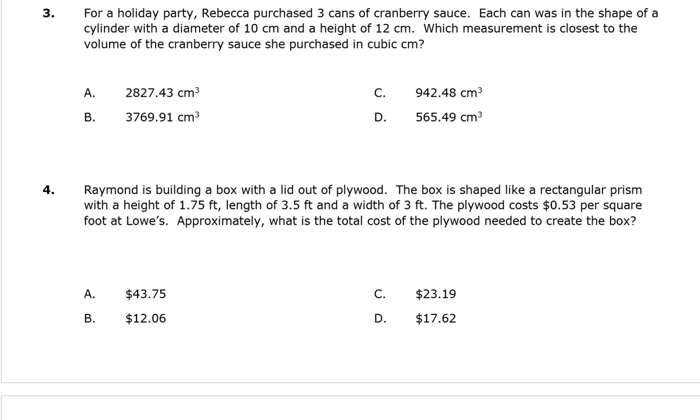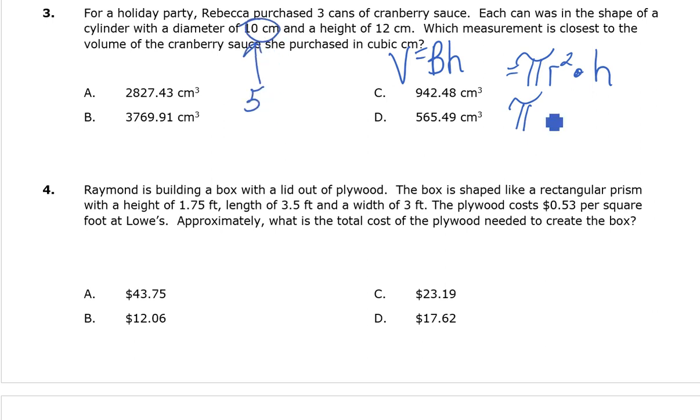Okay, so looking for volume, I know that my volume formula is area of the base times height. And for a cylinder, to find the area of my base, I do pi r squared. And then I'm going to multiply by height. So plugging into my formula, I'll have pi. My radius, my diameter is 10, so it'll be 5. And then I'm going to multiply by my height of 12.